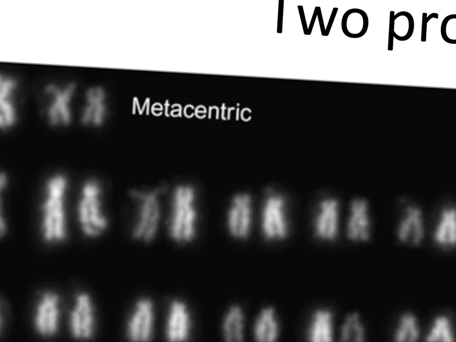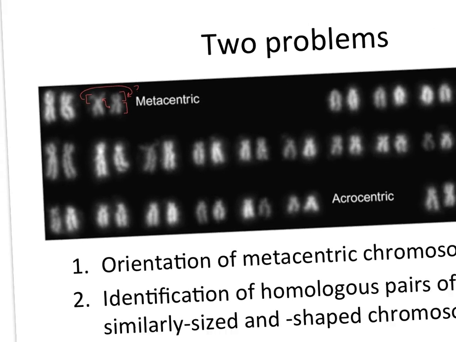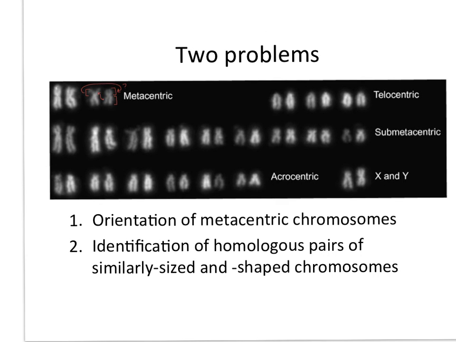The first concern might be regarding metacentric chromosomes. If both of the arms are the same size because the centromere is in the middle, then how do we know that this arm is the same as that arm? Maybe we don't know. Maybe these two arms of the chromosome are the ones that are related to each other. It's hard to tell just by looking. So that's the orientation of metacentric chromosomes.